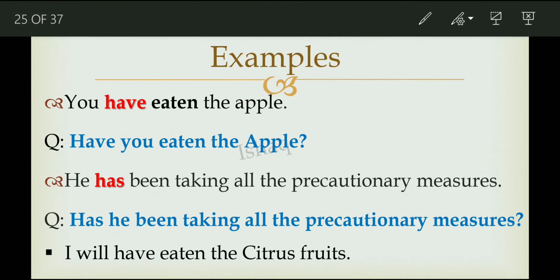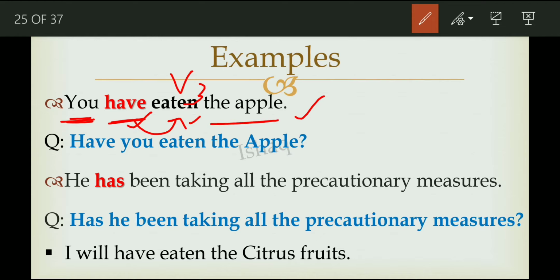So you can see an example here. First example is, you have eaten the apple. So now first of all check whether the given statement is correct or not, because you have already learned how to write a sentence in perfect tense. So first of all, the subject is you, which is second person, and second person always takes a plural verb, so have is absolutely correct, and have forms always take v3 form of verb, so eaten is also correct. The apple is the object here, so you have eaten the apple is absolutely correct.